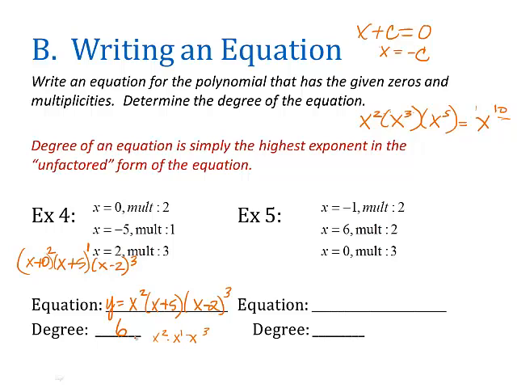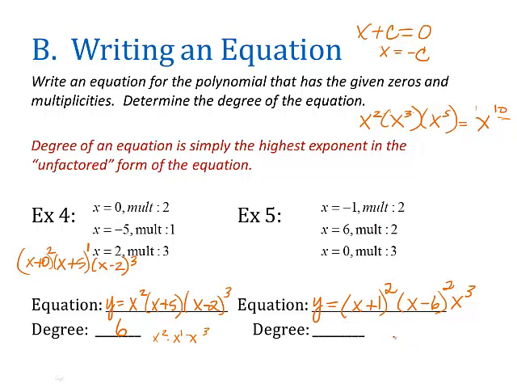That's what's happening there. All right, let's try this one. Start with the equation and your factors. Okay, if x is negative 1, that means it's a plus 1. And then positive 6 means it's a minus 6. And 0 just means it's an x. Add in the multiplicities. All right, x plus 1 has a multiplicity of 2, x minus 6 has a multiplicity of 2, x has a multiplicity of 3.